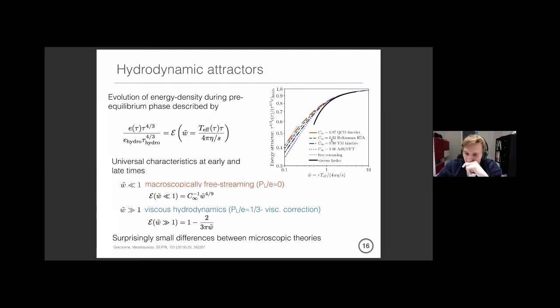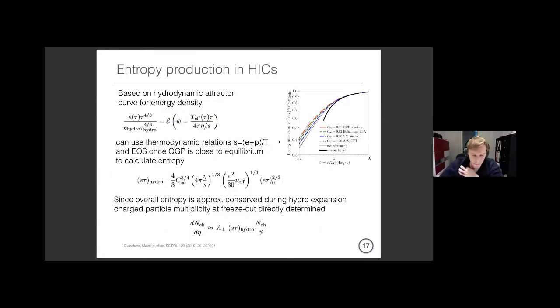Okay, and so what's interesting about this within all of the theories that have been studied, right? This conversion efficiency, which is here characterized by this constant C infinity, actually varies very mildly between the different theories. So in QCD kinetics, you have something like 0.87. In strong coupling, you have 0.16. 1.06, right? And so it's a 10 to 15% spread. So this allows us to relate the initial energy density to the energy density at equilibrium.